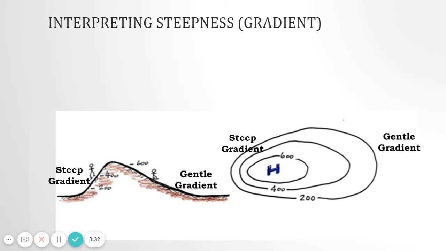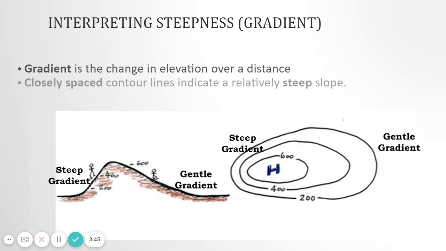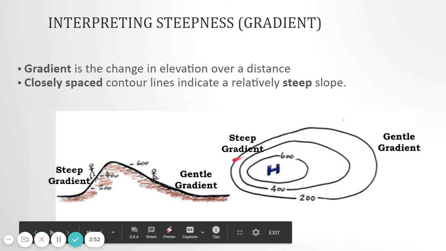The next thing we want to do is interpret the steepness or the gradient of the slopes. So the word gradient is the change in elevation over a distance. So how much is it going up or down in a certain space or a certain distance? When you have closely spaced contour lines, that indicates a relatively steep slope. So if you look here, these contour lines are closer together. And this is a side view of this same map. So you can see here, it's much steeper. It's like if you were going up a big hill, the lines would be very close together.